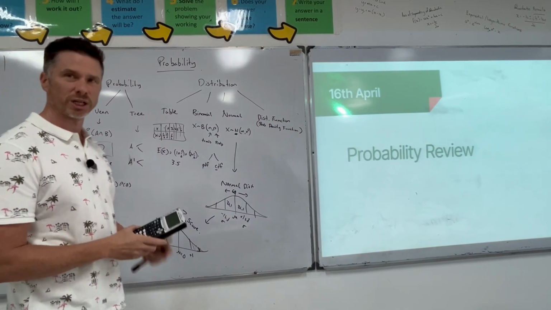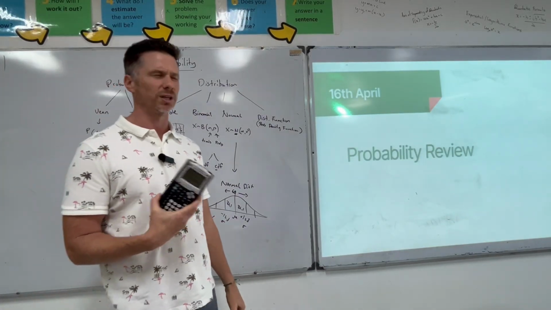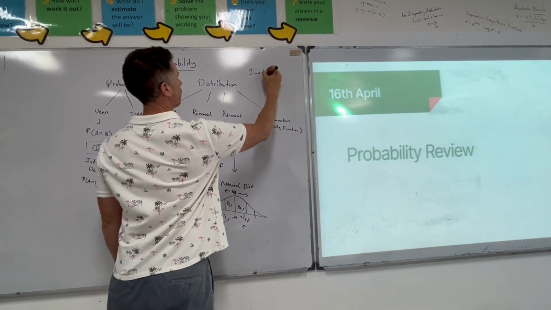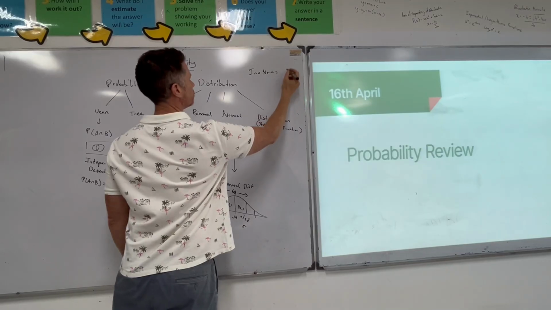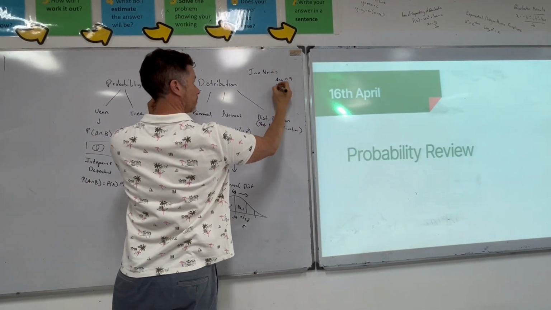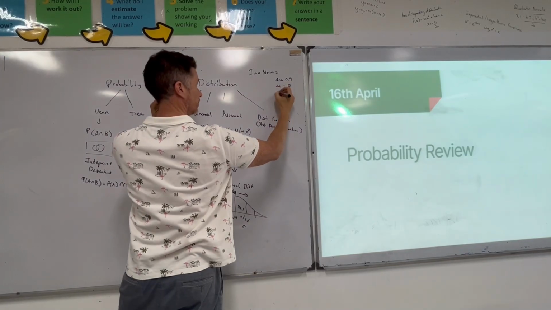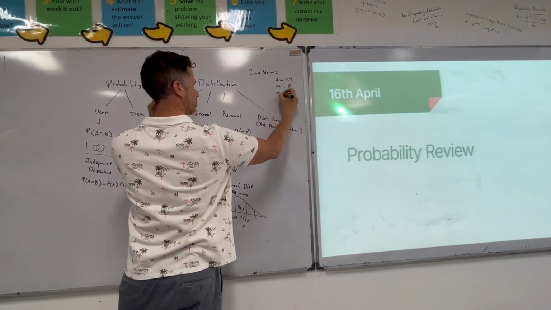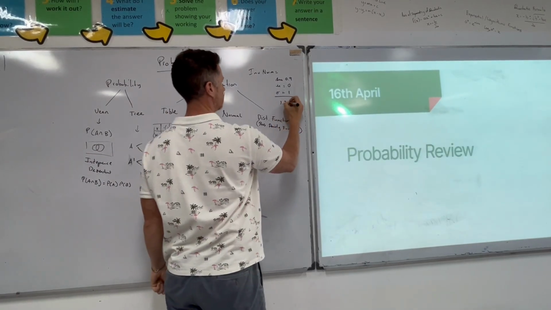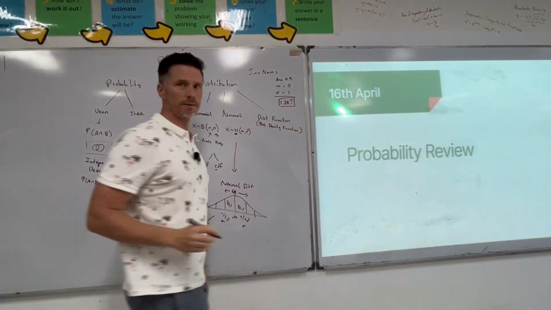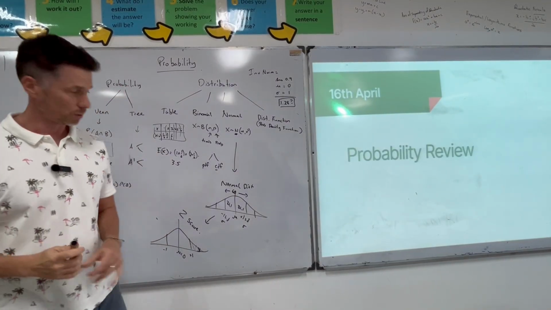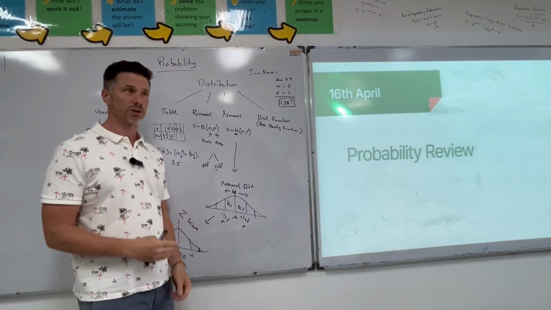If your area is 0.9, I put in 0.9. That's the area. When I put in inverse norm, I put in the area as 0.9, and the mean is 0, and the standard deviation is 1. What does the score of 1.28 mean? It's 1.28 standard deviations away, to the right. It's 1.28 standard deviations above the mean.